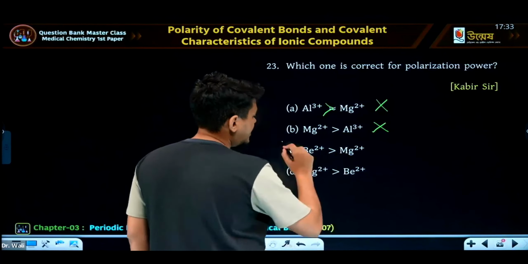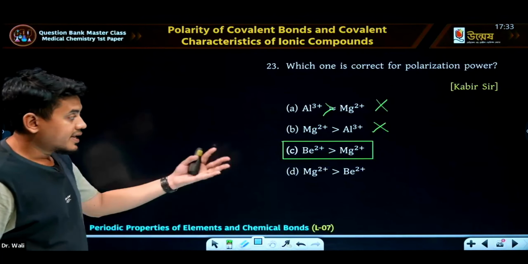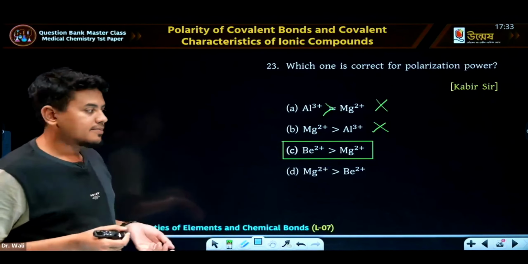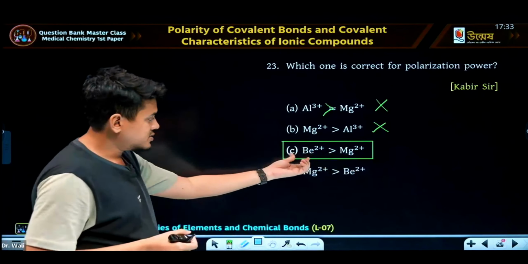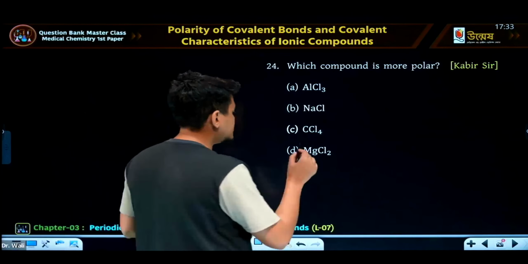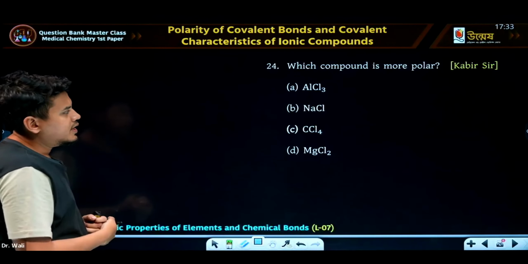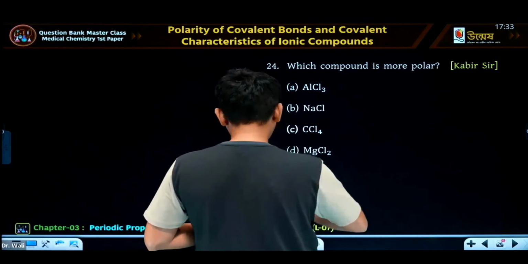Beryllium 2 plus will certainly have the more polarizing capacity or ionic potential than magnesium 2 plus. Why? Because magnesium is larger than beryllium, hence the charge density will decrease. Here the charge density is more. Now let's move on to the next question. Which compound is more polar? The more polar version will be here. We have to determine it. Which compound is more polar? Okay. For more polar, aluminum chloride is covalent.